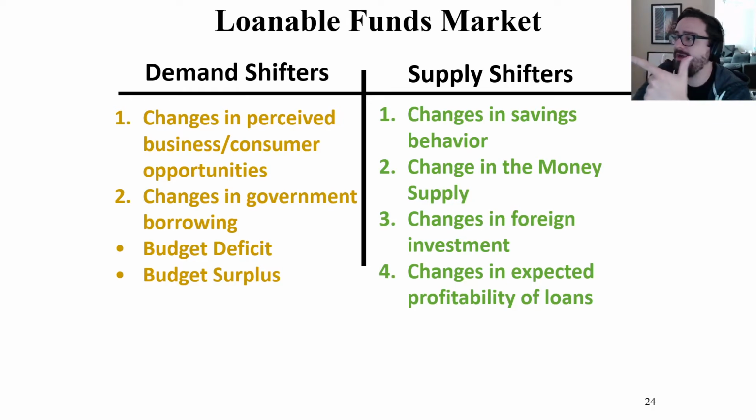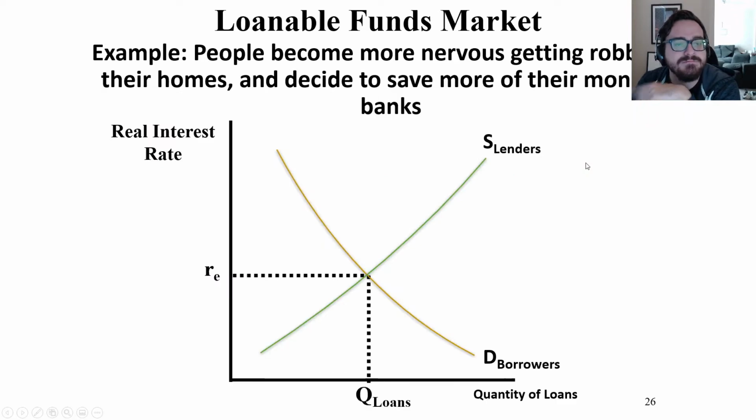If it's affecting borrowing, how much people want to borrow, it's a demand shifter. If it's affecting how much money banks have, bang, supply shifter. Example.